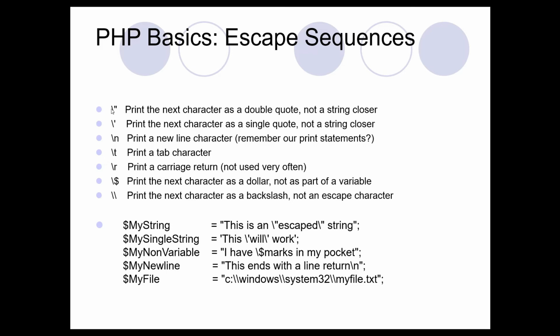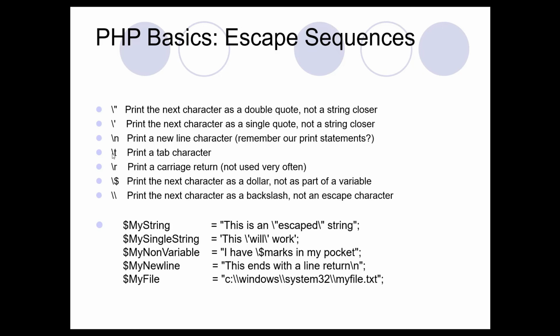The first escape sequence is backslash with a double quote. As we know, a PHP string is enclosed within double quotes or single quotes. If we add an extra double quote inside a string, then PHP will mark it as a string closer. Adding a backslash before a double quote means PHP will not interpret it as a string closer. We can use backslash single quote to print an extra single quotation mark. We can use backslash n to print a new line character.